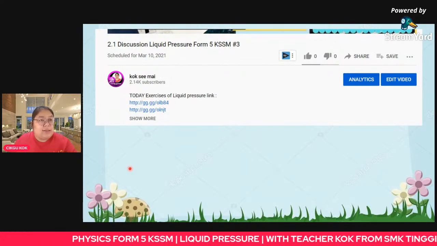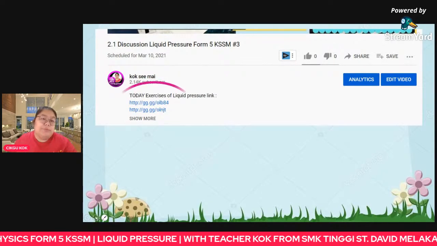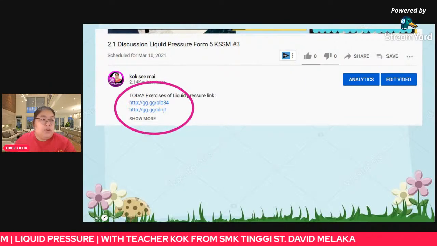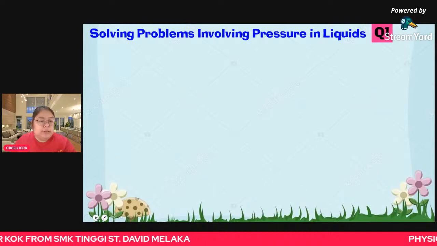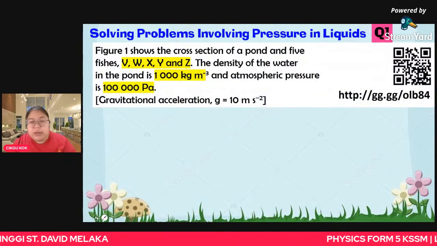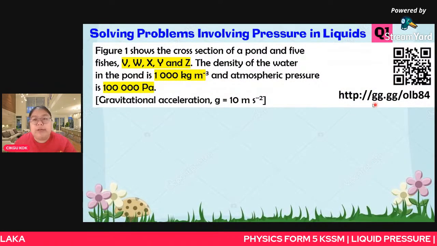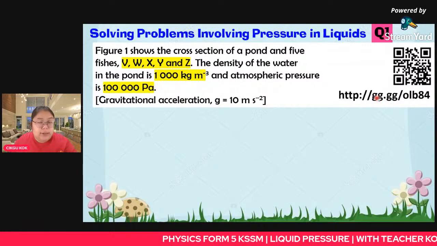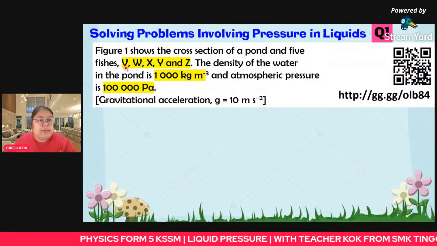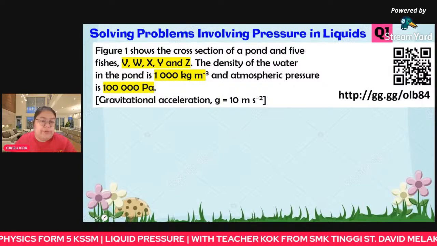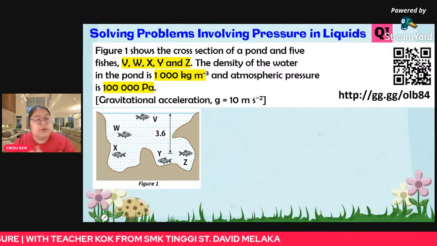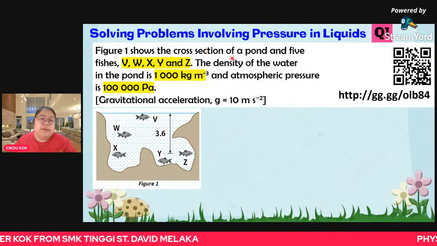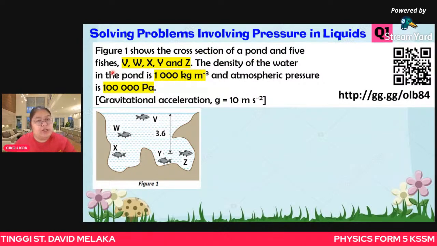The first exercise today we need to discuss. So the first one should be here. You also can scan the link, I show it here. From here we can go and see Figure 1. So this is Figure 1, the cross section of the pond. There are 5 fishes: V, W, X, Y, and also Z.